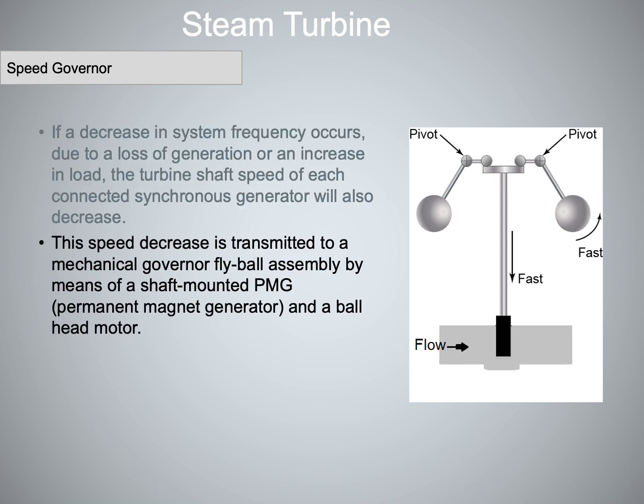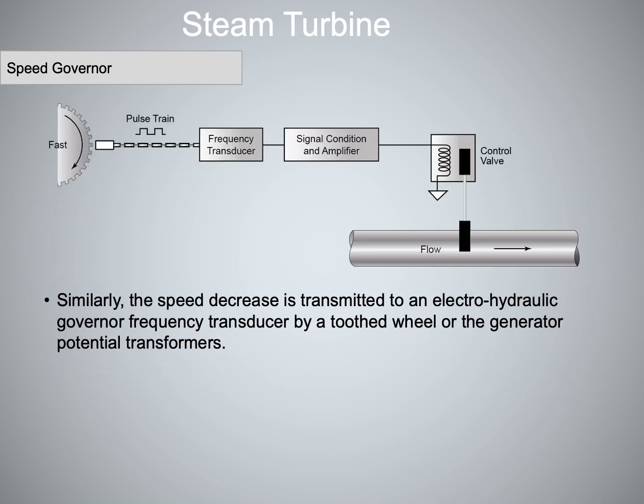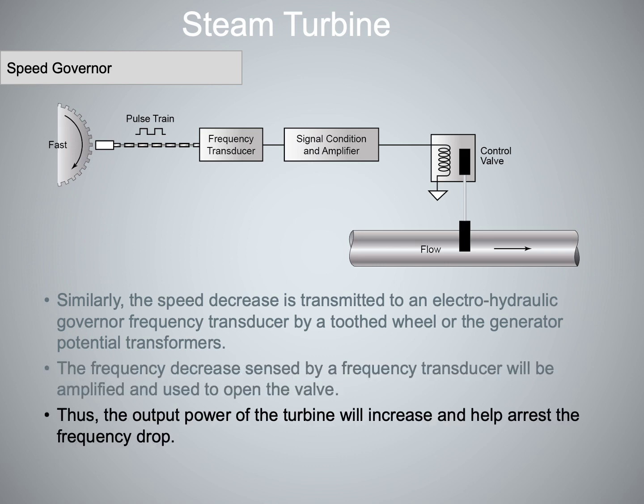This speed decrease is transmitted to a mechanical governor fly ball assembly, by means of a shaft-mounted PMG, permanent magnet generator, and a ball head motor. As the fly balls spin more slowly, they move in, causing the valve to move up, and allow more flow of steam to the turbine. Similarly, the speed decrease is transmitted to an electro-hydraulic governor frequency transducer, by a toothed wheel or the generator potential transformers. The frequency decrease sensed by a frequency transducer will be amplified, and used to open the valve. Thus, the output power of the turbine will increase and help arrest the frequency drop.